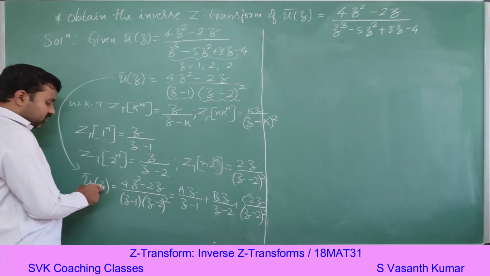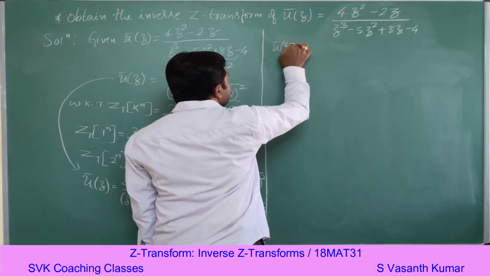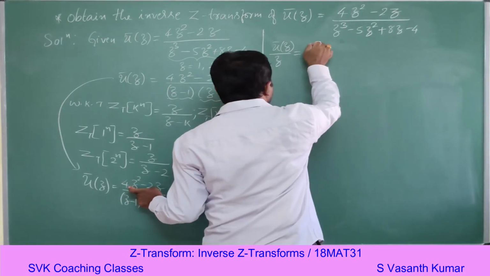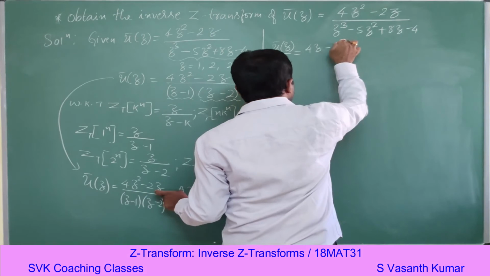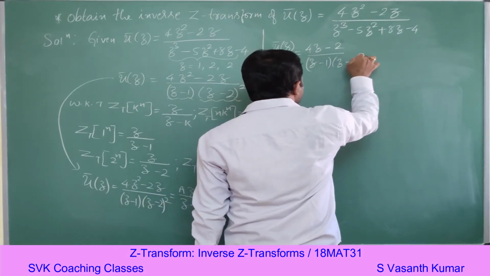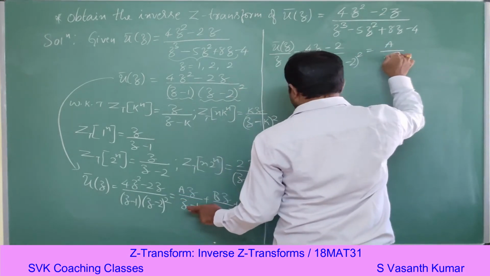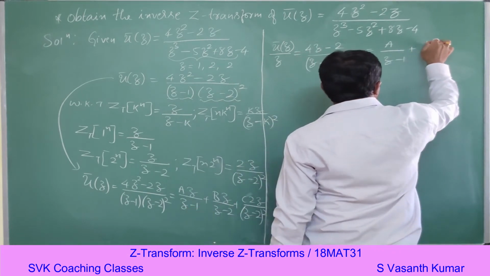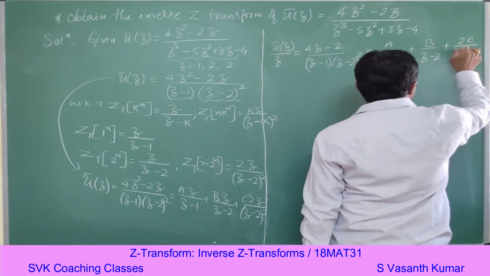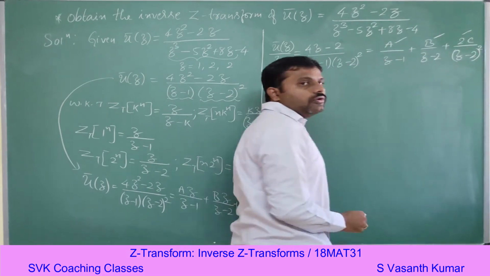So according to the procedure, divide by z. If you divide by z, you are going to get u bar of z by z is equal to 4z minus 2 divided by z minus 1 into z minus 2 the whole square, which is equal to a by z minus 1 plus b by z minus 2 plus 2c by z minus 2 the whole square. Now find the values of A, B, C.